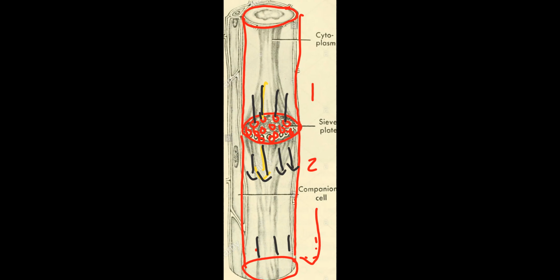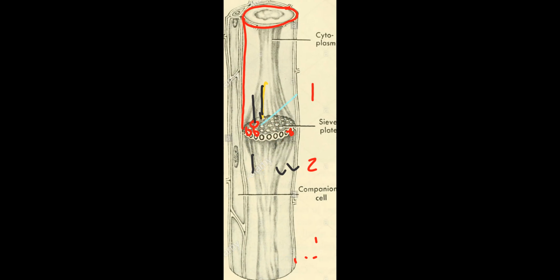Sieve plate within the long sieve tube, at every two sieve tube elements meeting each other, the end walls with the perforation, these end walls being known as sieve plates, the pores being known as sieve pores. It is via these pores that material is transported from one sieve tube component to another sieve tube component. Like that the transfer occurs.